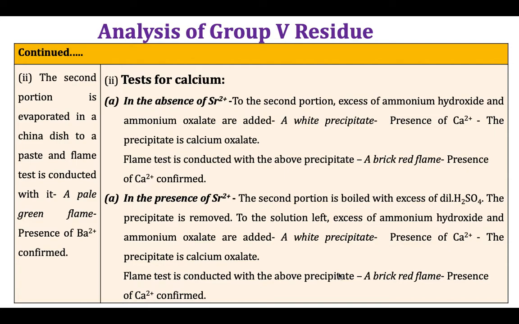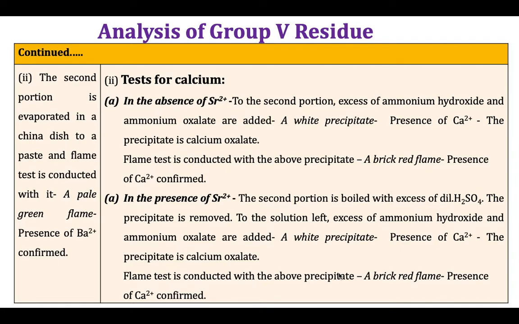If strontium is absent, to the second portion of the centrifugate, excess of ammonium hydroxide is added followed by ammonium oxalate. A white precipitate of calcium oxalate is obtained if calcium is present in the given mixture. And a flame test is conducted using this precipitate. A brick red color of the flame confirms the presence of calcium.